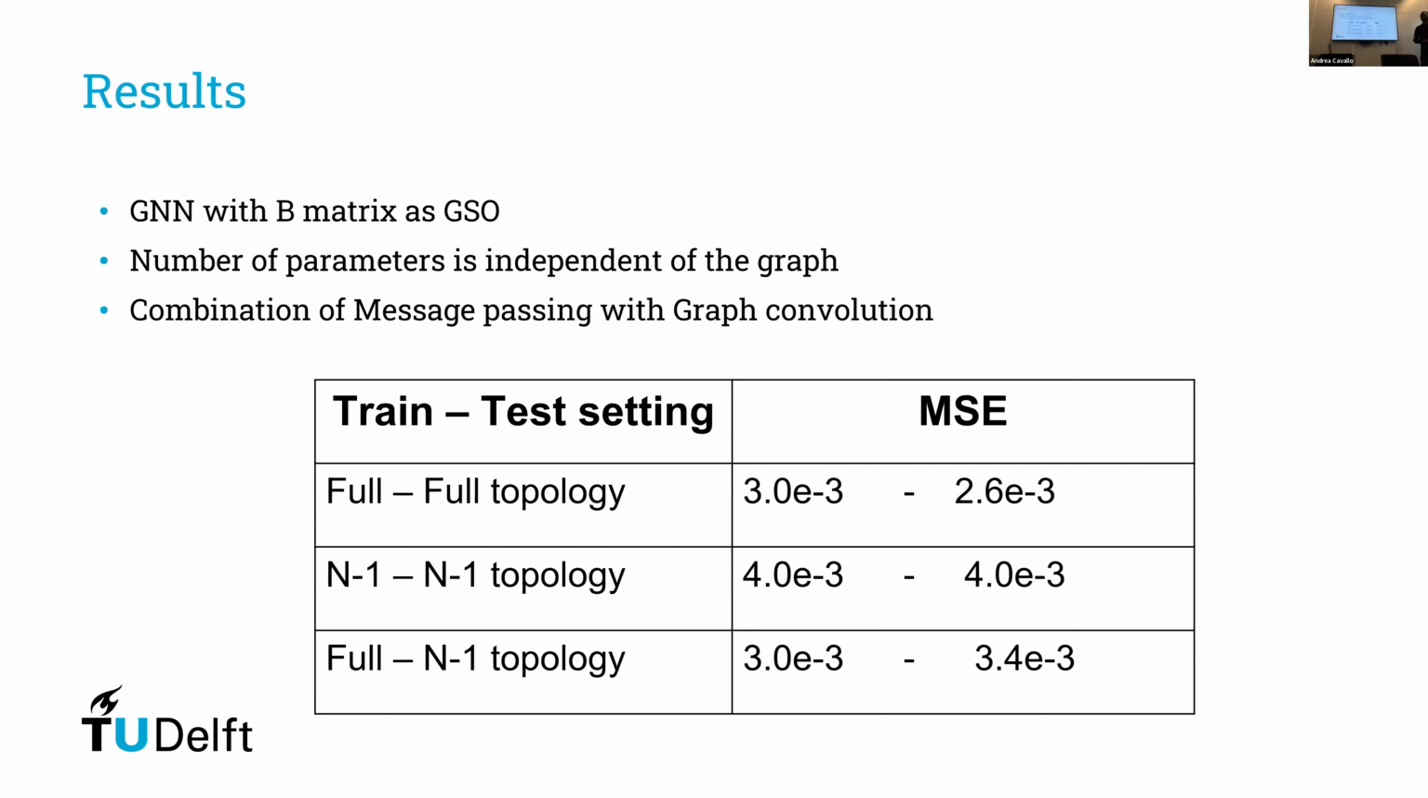Now, if we consider the B matrix as the GSO, so the susceptance matrix of the power network as the GSO, we get results comparable to the previous one in cases A and B. But you see here that if you train the network on the full topology but test on cases with only N-1 topology, the network is significantly more stable than in the previous cases.